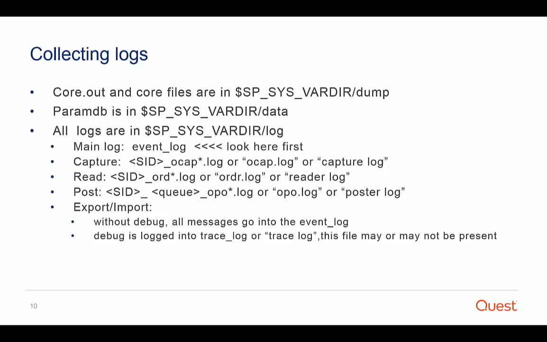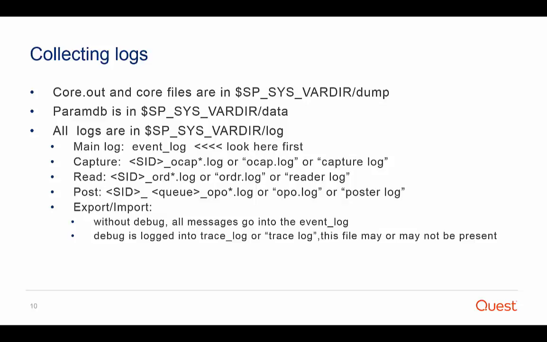Let's take a look at which logs to collect. For core dump issues, look for core.out and core files in the vardir dump directory. The paramdb file, which contains all of your custom parameter settings, is located in the vardir data directory. All logs are located in the vardir log directory.